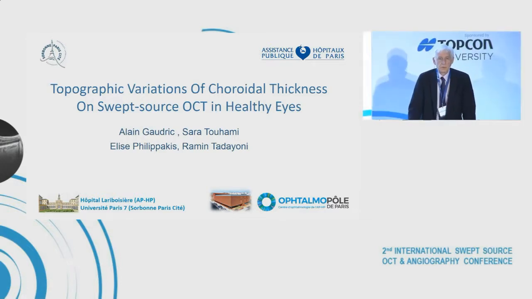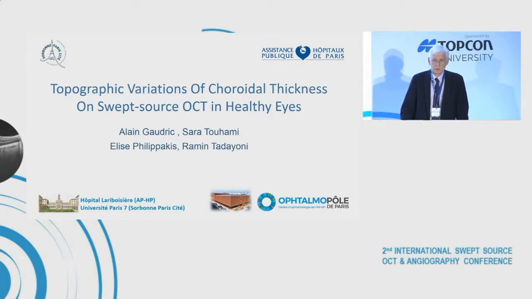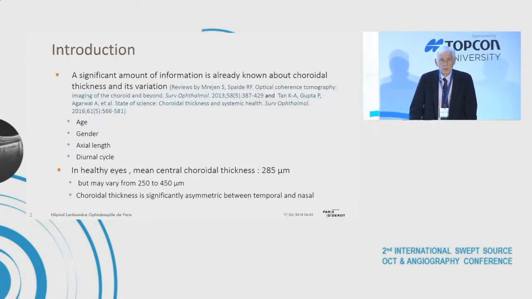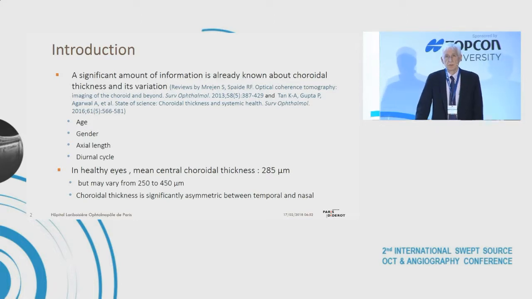about the topographic variation of choroidal thickness viewed on swept source OCT in healthy eyes. You know that a significant amount of information is already known about choroidal thickness and its variation with age, gender, axial length, diurnal cycle. In healthy eyes, mean central choroidal thickness is thought to be about 280 microns. That may vary from 250 microns to more than 450 microns.